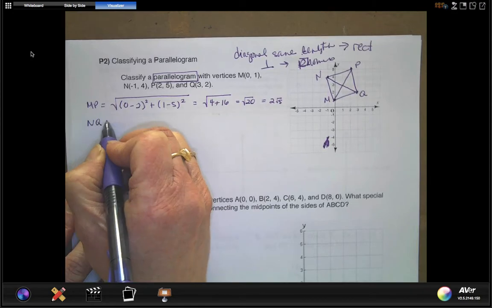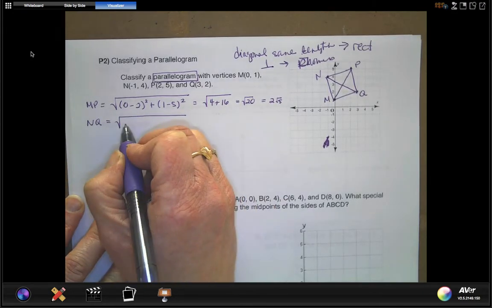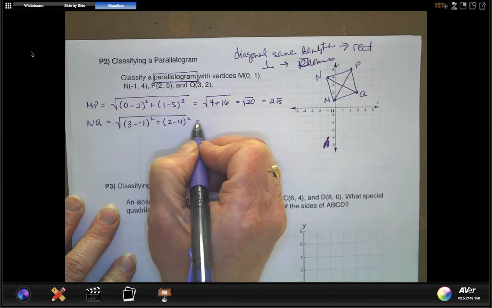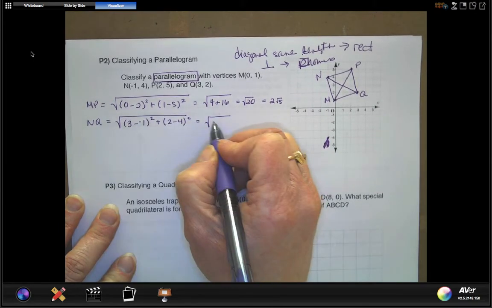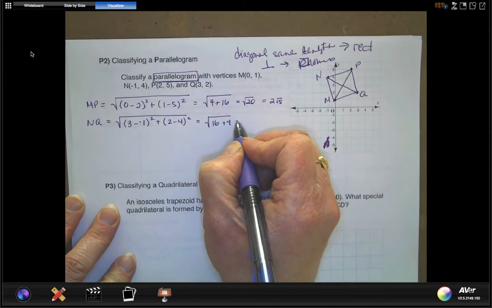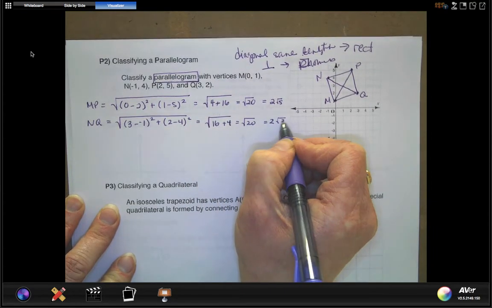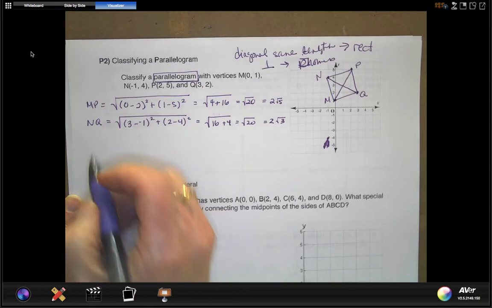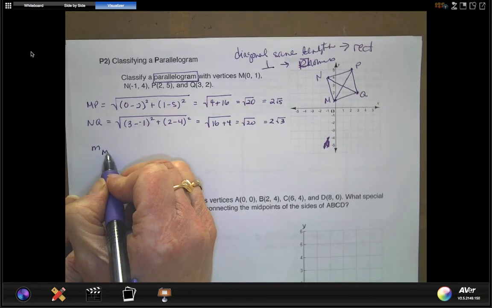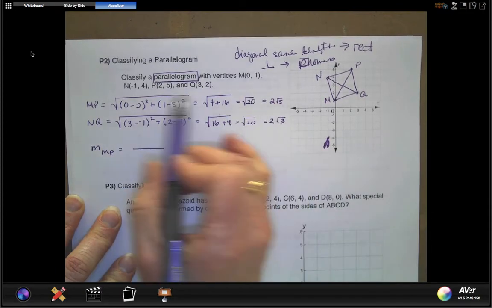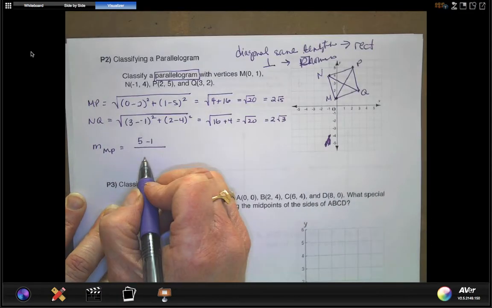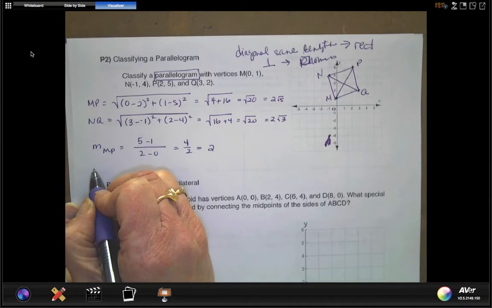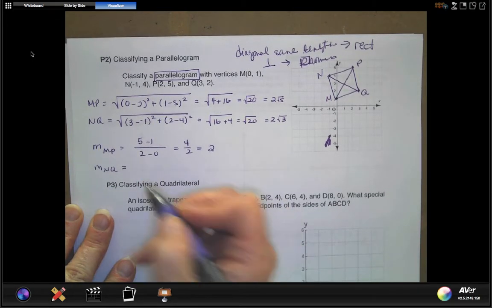I'm going to do the same thing for NQ. So again, let's say I do 3 minus a negative 1 squared plus 2 minus 4 squared. So this would be 4 squared, so that's 16. This would be negative 2 squared, so that's 4. All right, so the diagonals are the same, so then I know that it's at least a rectangle. Now if I look at the slope of the diagonal, so I'm going to find the slope of NP. So I'm going to do the change in Y over the change in X. So I get 2. I'm going to do the slope of NQ. So I'm going to do the change in Y.